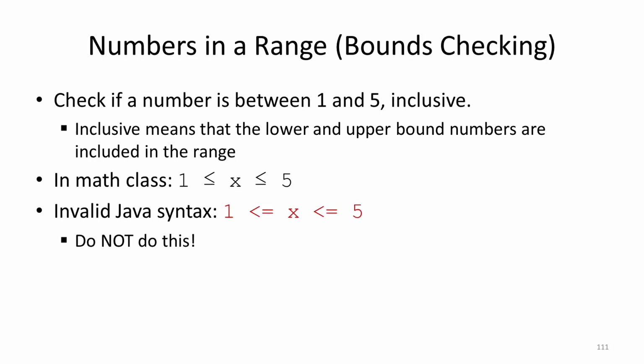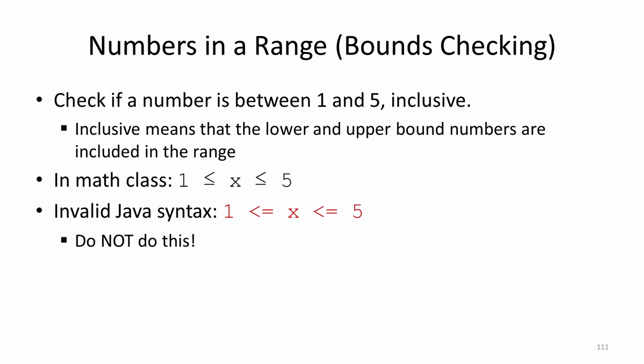So what do I mean by consider if a number is between some range? Testing if a number is in a range is what's called bounds checking, where you have a lower bound, which is the lowest a number can go, and an upper bound, which is the highest a number can go. So for example, if you want to check if a number is between 1 and 5 inclusive, and inclusive meaning that the lower and upper bound numbers are included in the range. So the number can be a 1 and the number can be a 5.